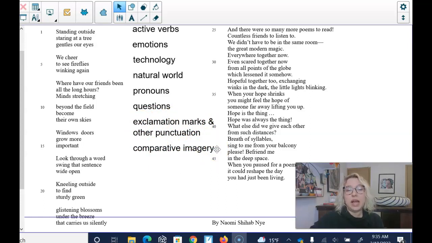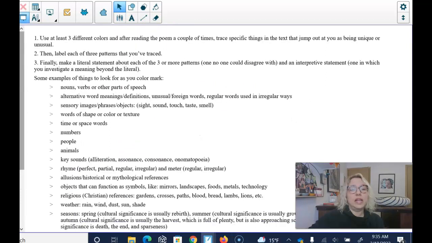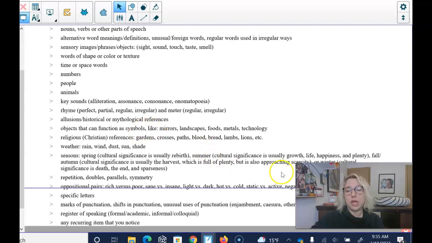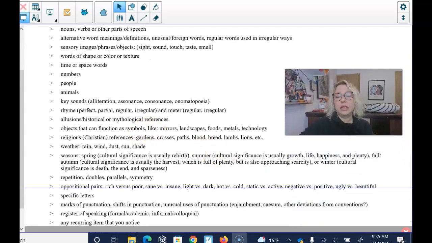Why don't you grab 3 colors? Do you have some markers, highlighters, color pencils? Find them right now. Pick 3 things to trace. You could trace any of these, or anything else that you want to trace. Read the poem and just simply mark them every time you see them. All right, take a break and do that right now.